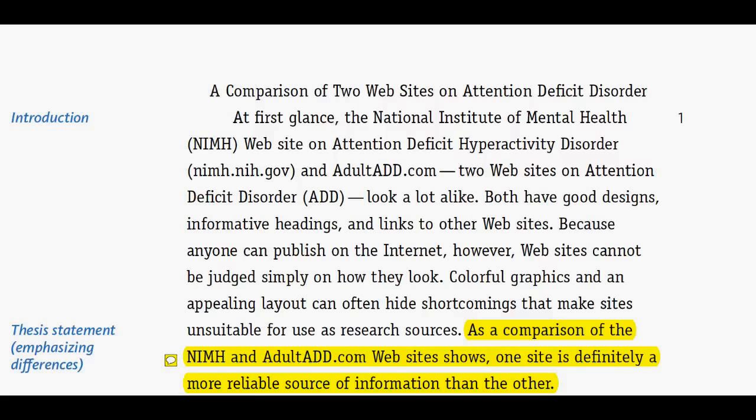Hello everybody, this is going to be a presentation on a compare and contrast essay. First, let's take a look at the title, which is a comparison of two websites on attention deficit disorder.